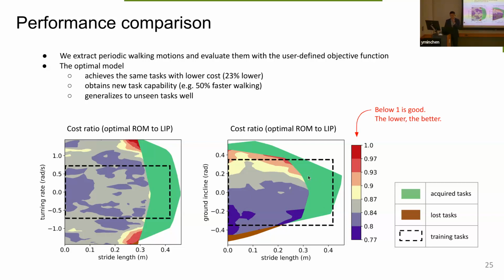To put this into context, for a specific ground incline, you can see up to 50% faster walking speed or bigger stride length. And lastly, the training task is highlighted by the dashed line box. In this slice of the task space, turning rate and stride length, the optimal model can still perform pretty well outside this box. So it generalizes pretty well to unseen tasks.